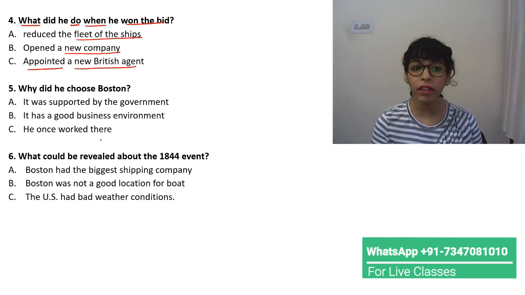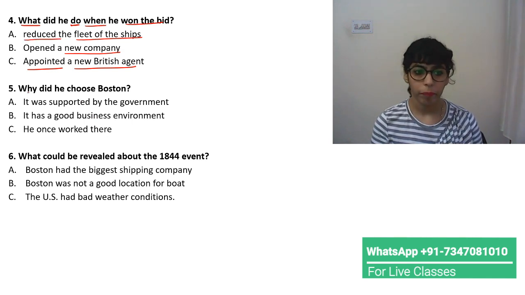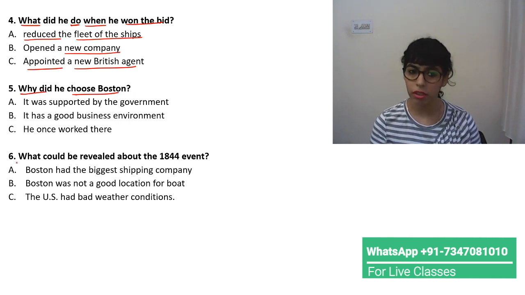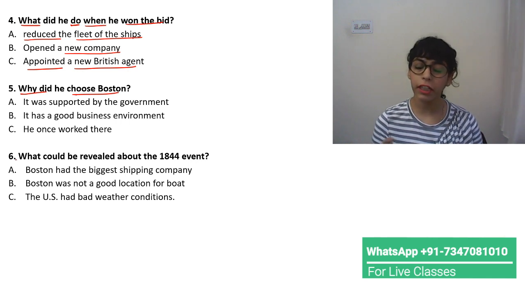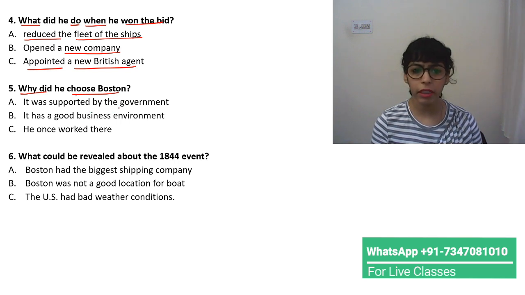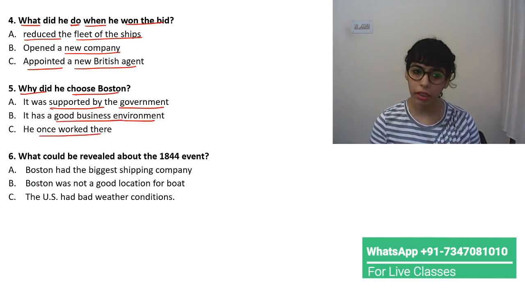So this is the way we are going to understand. Reduce the fleet of ships. Why did he choose Boston? So why did he choose Boston? Why choose Boston? Major keywords only. Why did he choose Boston? It was supported by the government. Supported by government. Good business environment. He once worked there. Once worked there.